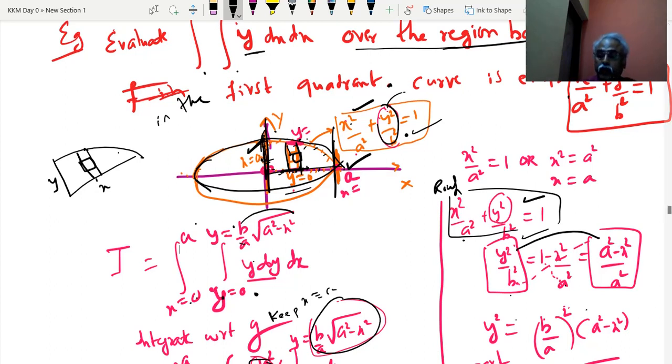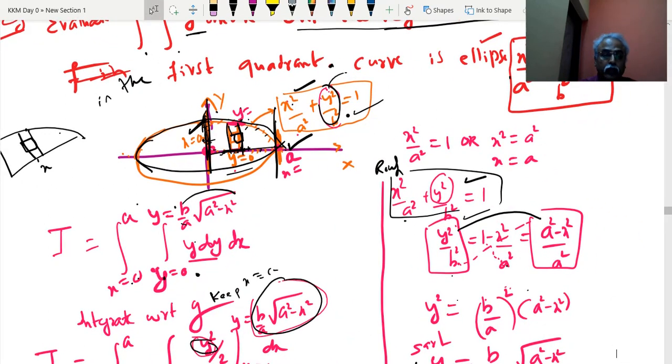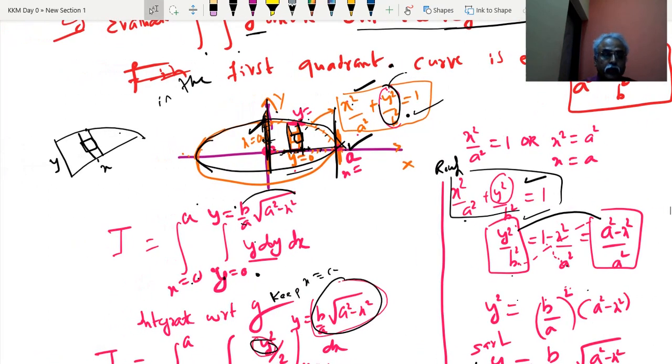And hence, if I integrate with respect to y first, y square by 2, upper limit minus lower limit. Upper limit is, wherever y is there, you put this completely. Let us see what we are going to get.